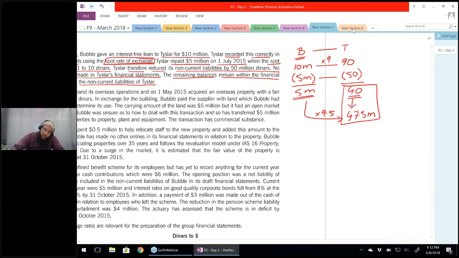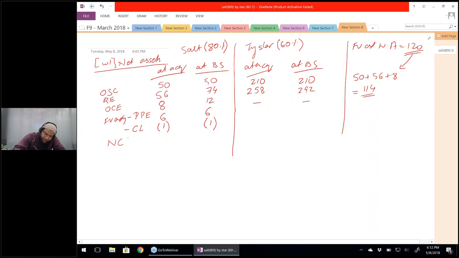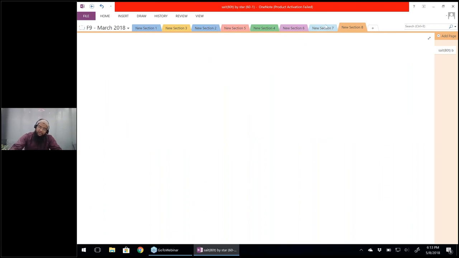So if I go onto my working number one, I'm going to say that T should increase the non-current liability by 7.5 million dinars, which will actually decrease the net assets. Increasing the liability will actually decrease the net assets at the date of acquisition. Any confusion so far? The first step was to decrease the net assets by increasing the liability of T.